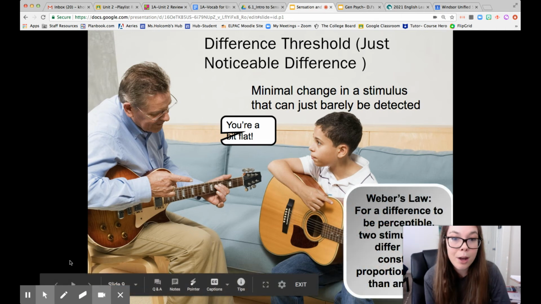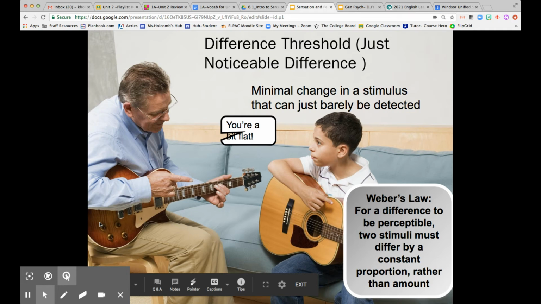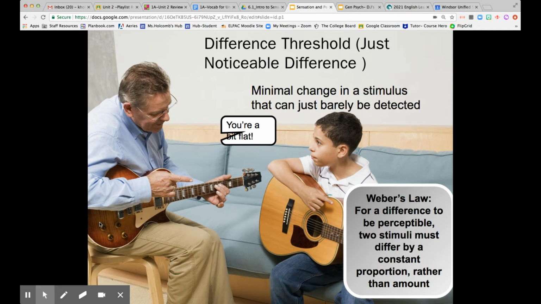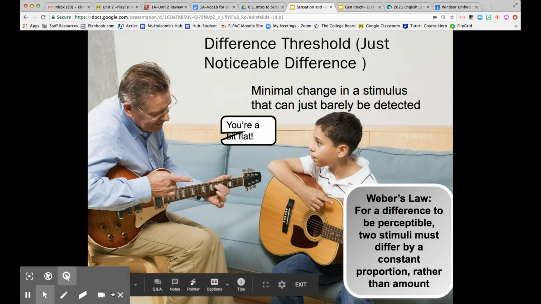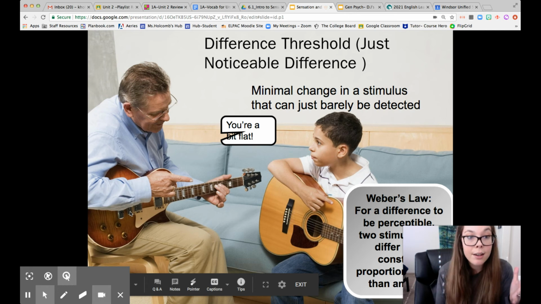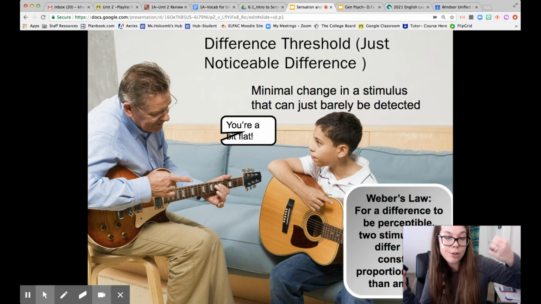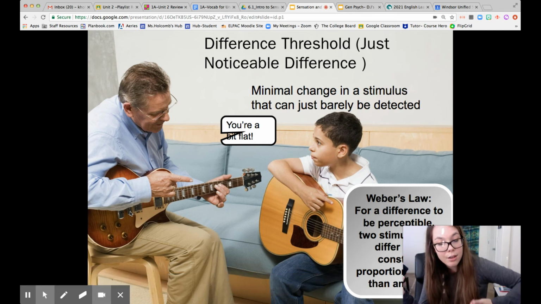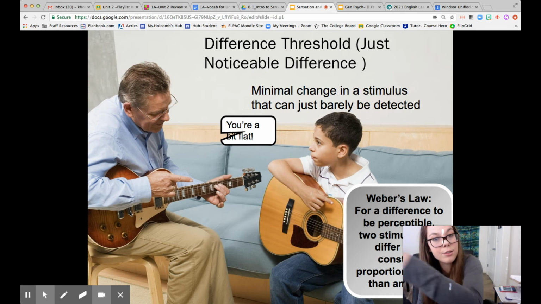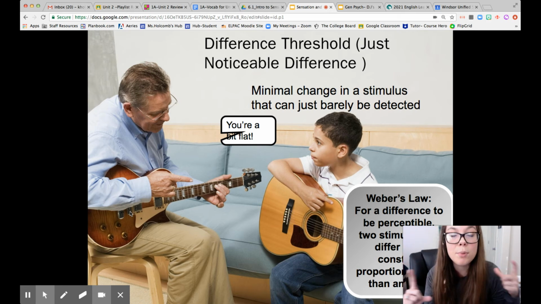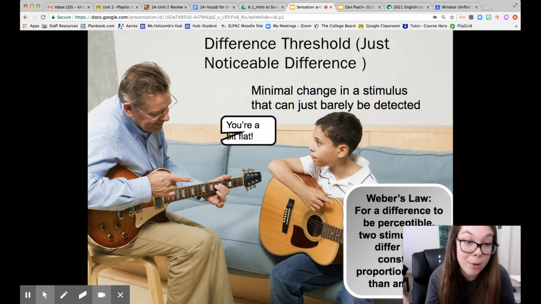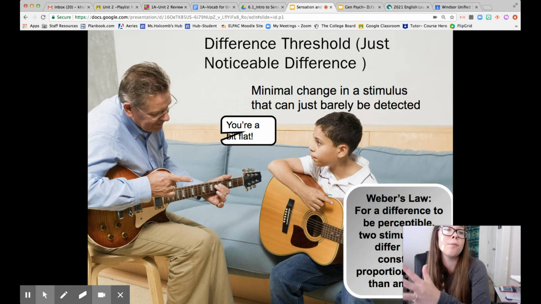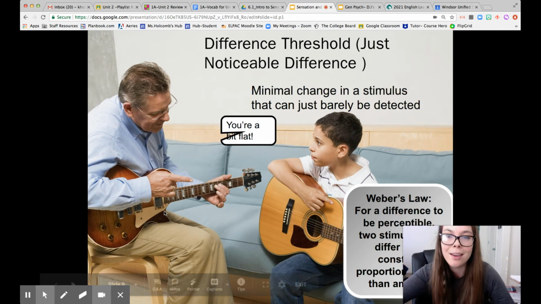And this leads us to Weber's law. For a difference to be perceived, two stimuli have to constantly differ, rather than differ for just an amount of time. So if you're strumming a guitar and trying to tune it, the sound waves are going to constantly be different, so it allows you to pick up on it. It can't be different for just a slight second, or you may not pick up on it. It has to be a constant difference for us to pick up on it.